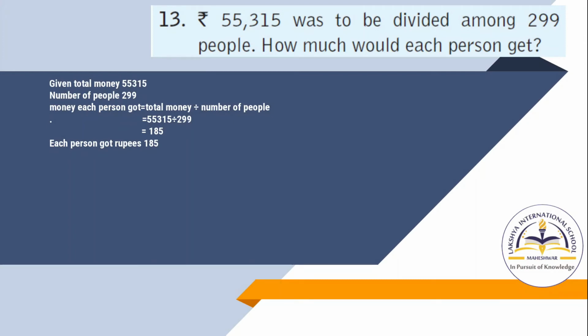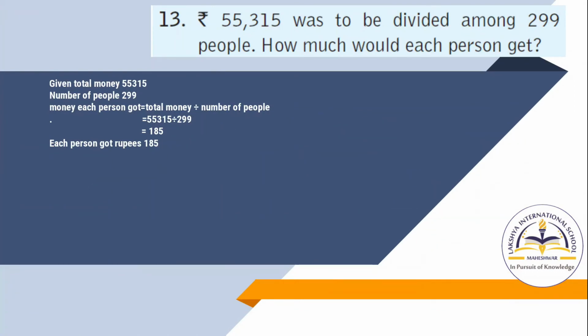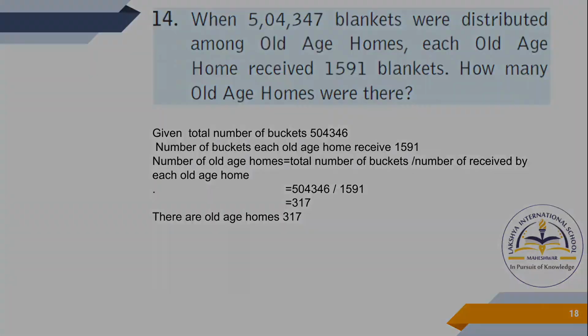Question 13: Rupees 55315 was to be divided among 299 people. How much would each person get? Okay, here you have to just divide 55315 by 299. When you divide this, you will get 185. This will be your answer. Now in the same manner you have to solve question number 14. You just have to divide 50437 by 1591. You will get your answer.